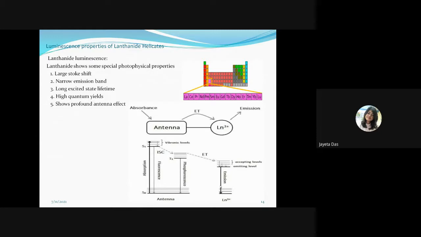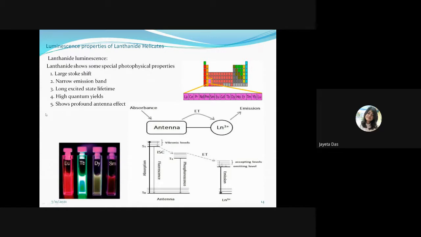It will be of very specific frequency, so we can detect it in a much easier way. Here you can see the solutions of those lanthanide ions, and they can show different types of luminescence, with different colored luminescence. So then, applications of that sensing. How can we use that sensing? Application of the luminescence property of the lanthanide. The first one is sensing.